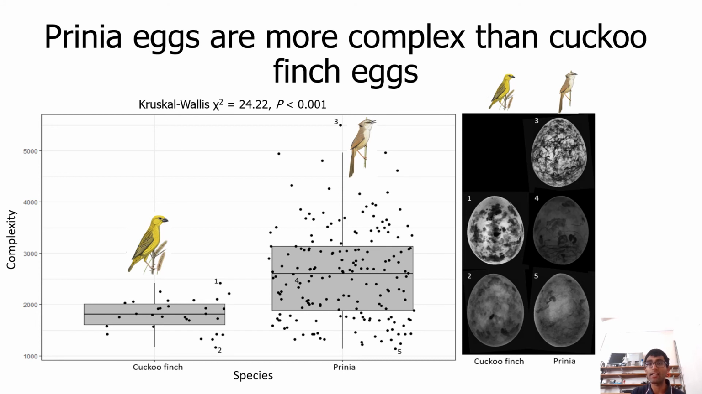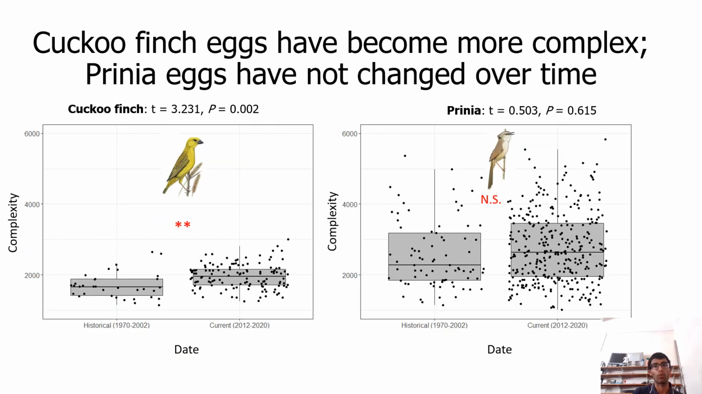But recall that if parasites are less complex than hosts, hosts shouldn't evolve reduced complexity, since that would make them more similar to parasitic eggs. And indeed, we do find that host eggs are more complex than parasitic eggs, as the box plot shows. The egg images are cuckoo-finches of high and low complexity, and prinias of high, medium, and low complexity from top to bottom, with the numbers corresponding to points on the box plot. And this result would predict that actually hosts shouldn't evolve towards less complex egg signatures. In fact, parasites should evolve greater complexity over time, becoming more similar to their hosts. And that's exactly what we find.